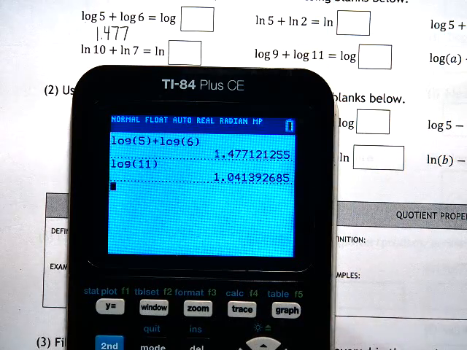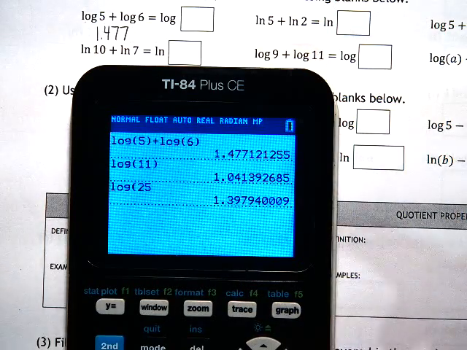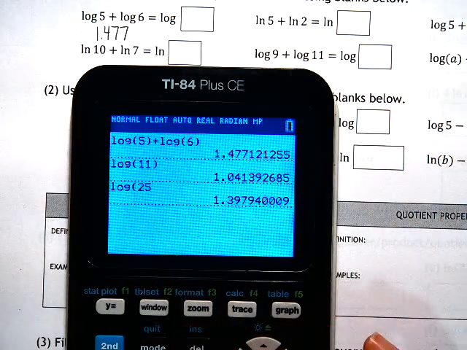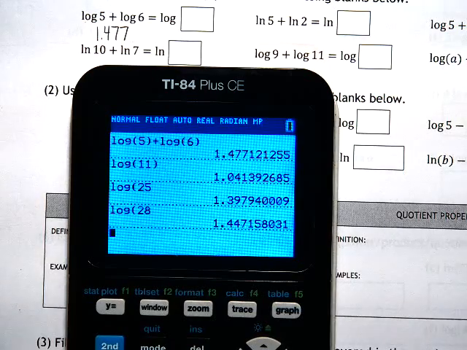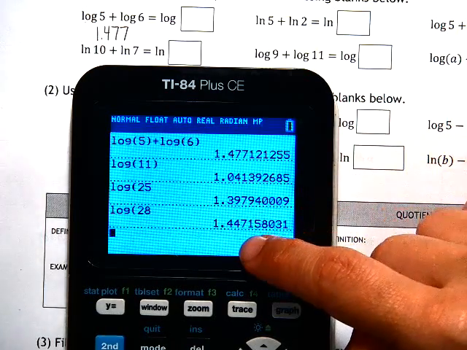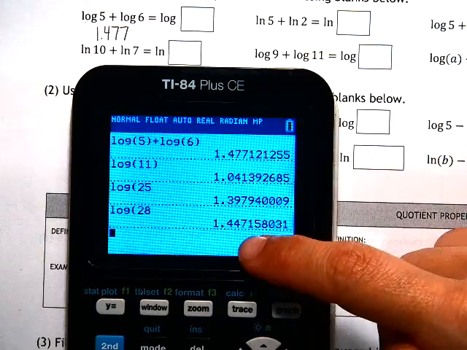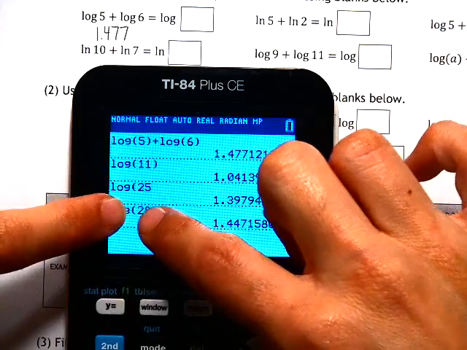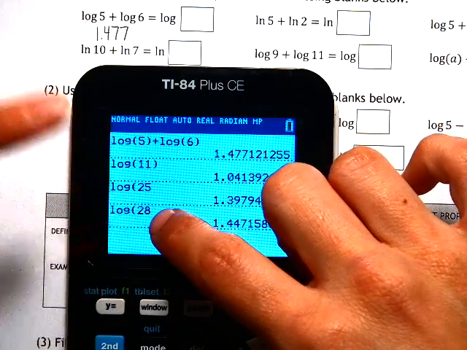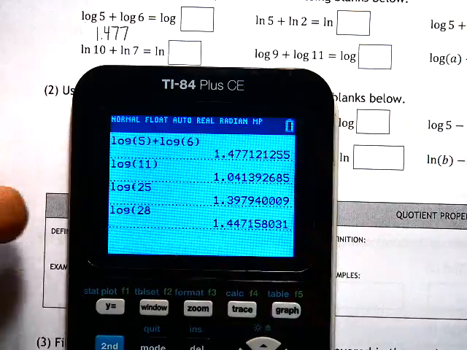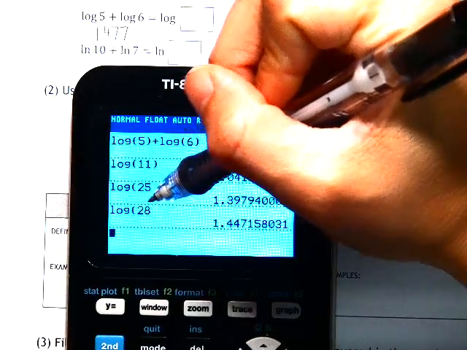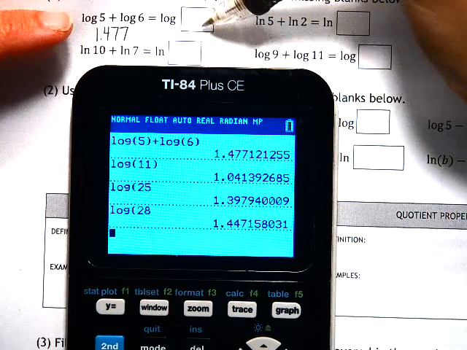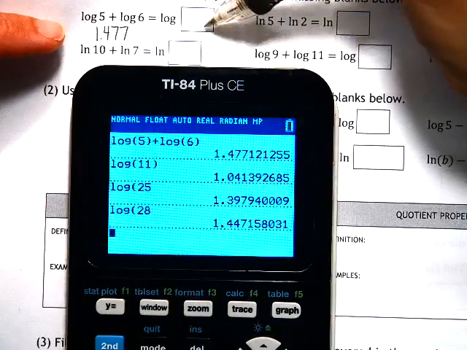Maybe I'll try something bigger, like log 25. Ooh, 1.39, and I need 1.47. So you can keep going until you find a number that's close. Now you can tell I've gotten really close, 1.447. I need 1.477. So as soon as you find a number that works, and I'll give you a hint, for the most part it's going to be integers, so you don't have to worry too much about decimals. Write that number that you ended up finding inside of the log in this empty box. So I'm not going to write 28, but I have a feeling I'm going to write something close to 28.